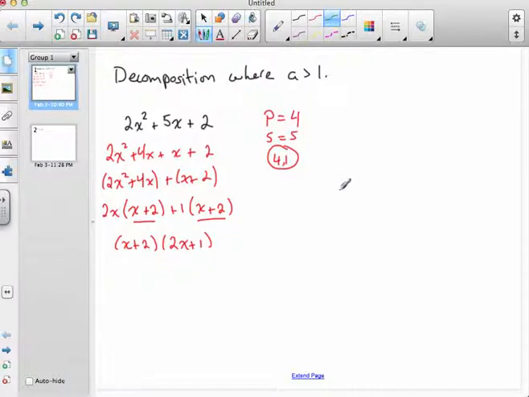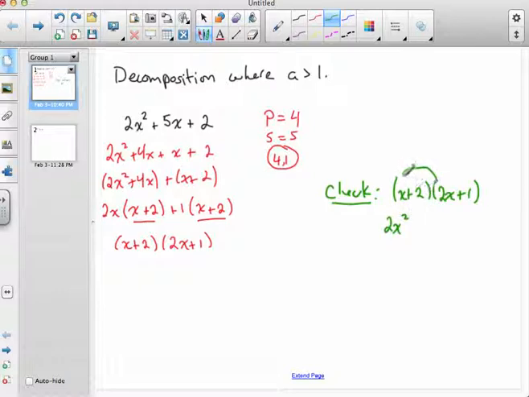Now, just for argument's sake, let's actually check this. We can check by using our double distributive property. Okay, and we can double check here. So I get 2x squared plus x plus 4x plus 2. And in this case, I can group the x terms because they're like terms: 5x plus 2. Lo and behold, that's my original question. That's factored. Hey, decomposition works just like before.